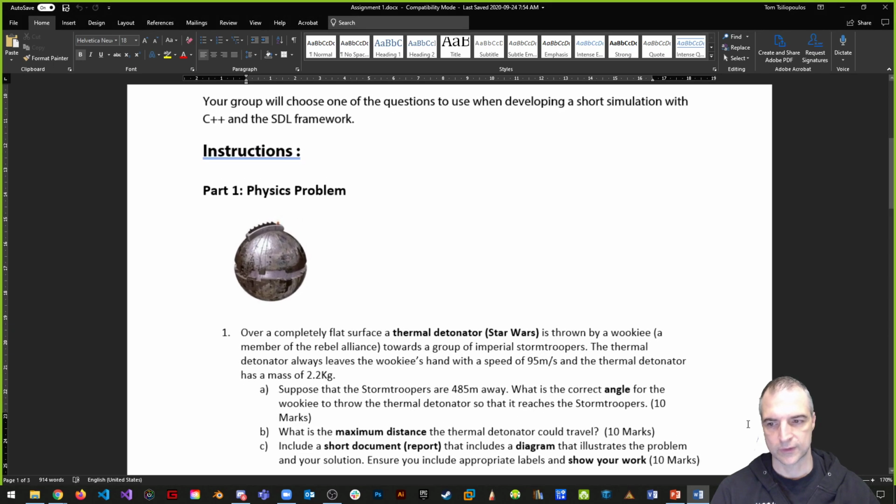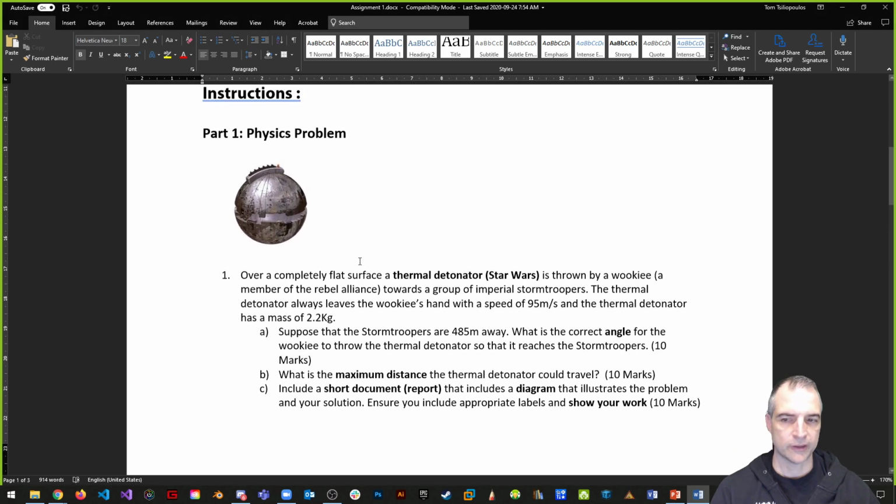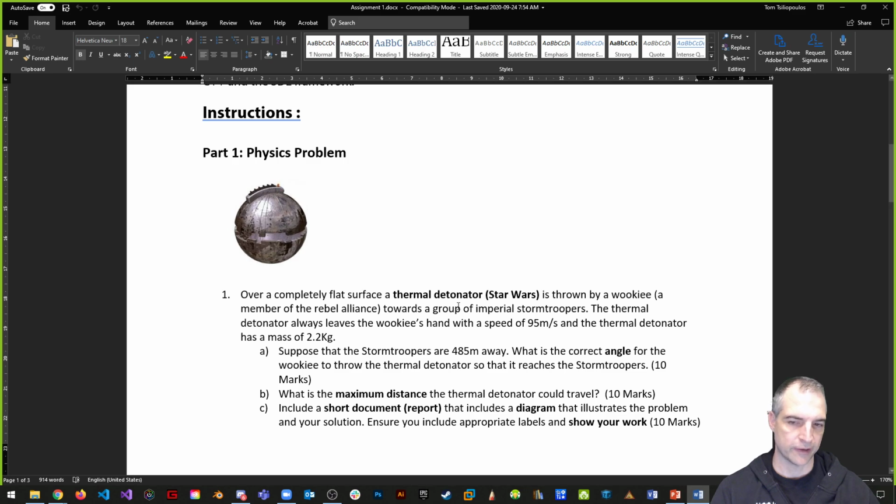So let's see what this says. Over a completely flat surface, a thermal detonator from Star Wars is thrown by a Wookiee, a member of the Rebel Alliance, towards a group of Imperial stormtroopers. The thermal detonator always leaves the Wookiee's hand with a speed of 95 meters per second, and the thermal detonator has a mass of 2.2 kilograms for your information.